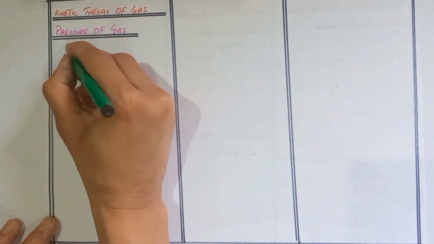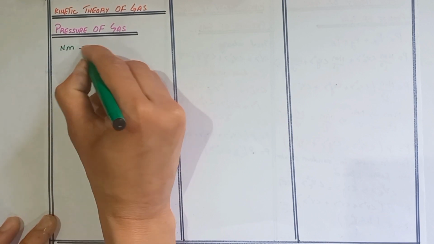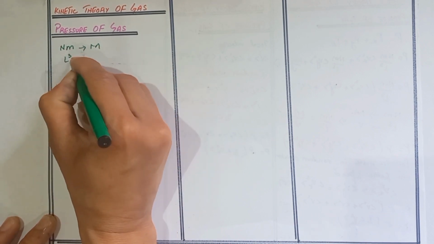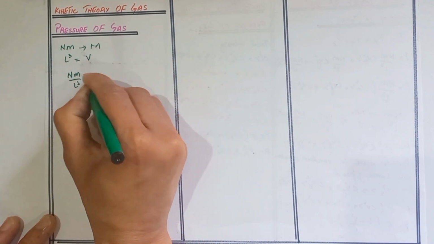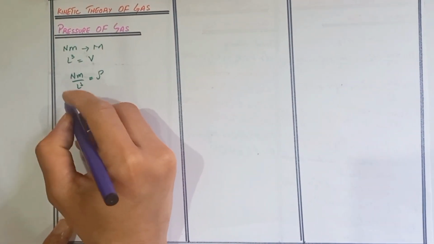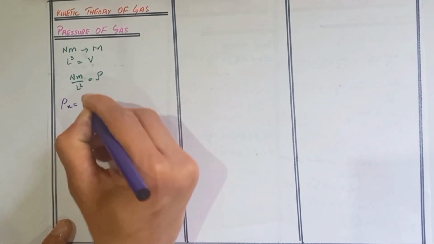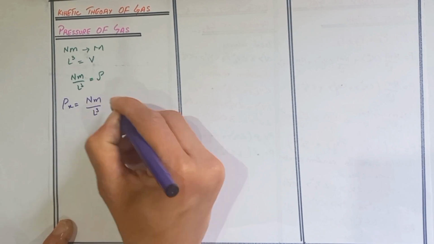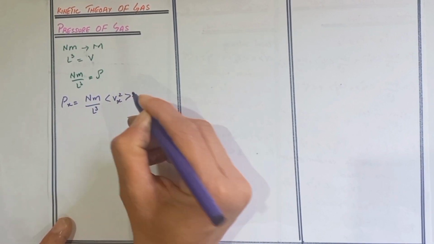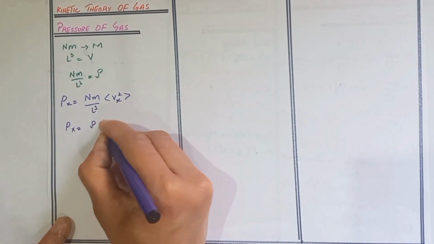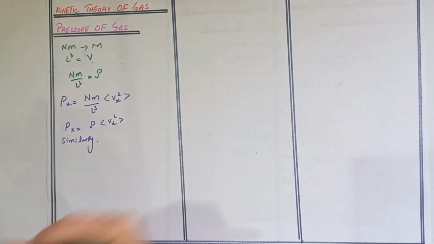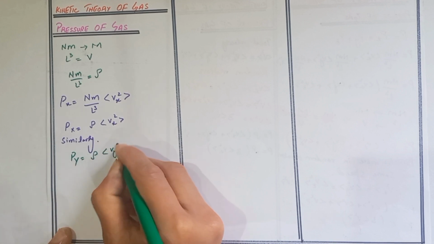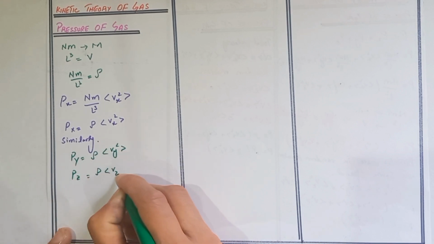If m is the mass of a particle and n is the number of particles, the total mass is the capital M. L³ is equal to the volume of the cube. So nm over L³ is equal to the density. The formula Px equals nm over L³ times the average of vx² becomes Px equals rho times vx². Similarly, the pressure in the y direction is rho vy², and in the z direction rho vz².